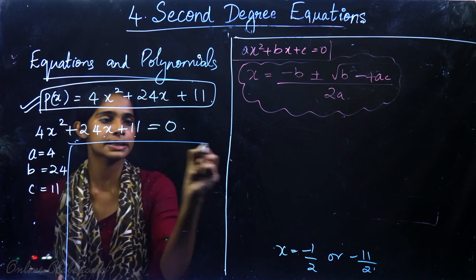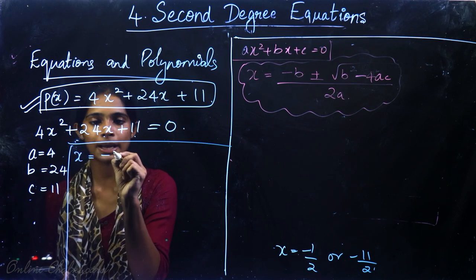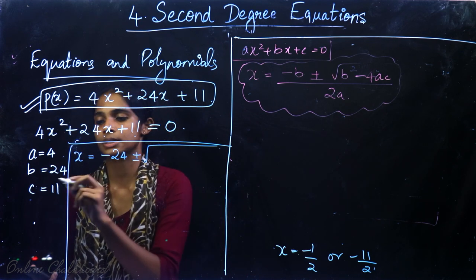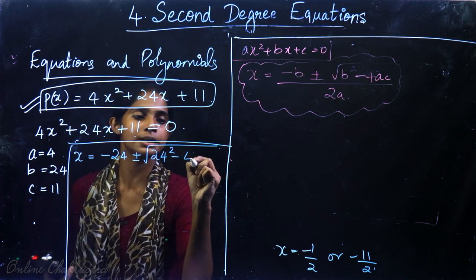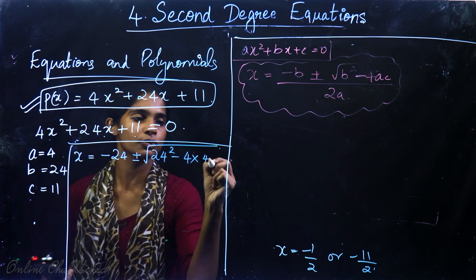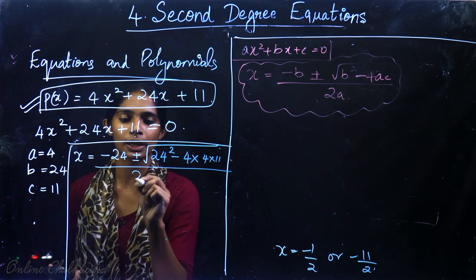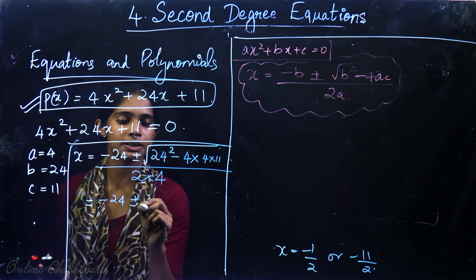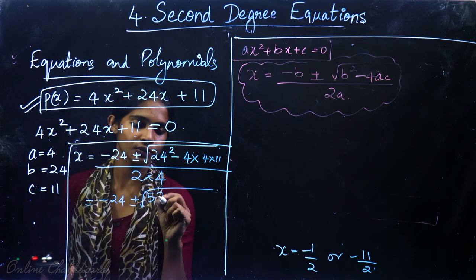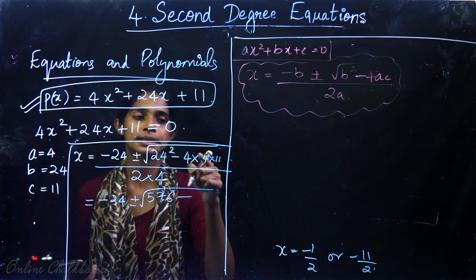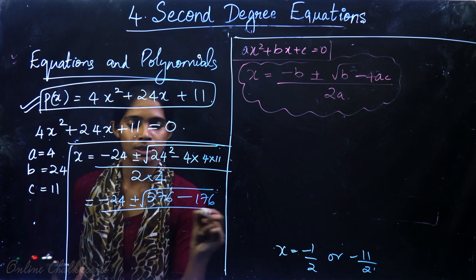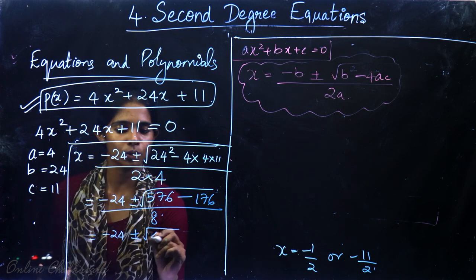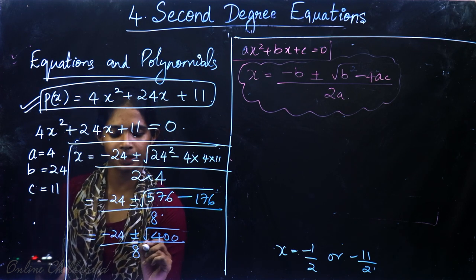So what will we get according to our formula? x is equal to minus b, so minus 24 plus or minus root of b square minus 4ac. So b square is 24 square minus 4 into a into c, so 4 into 4 into 11, divided by 2a. So 2 into a is 8. So this is equal to minus 24 plus or minus root of 24 square is 576 minus 4 fours are 16, 16 elevens are 176, divided by 2 fours are 8. This is equal to minus 24 plus or minus root of 400 divided by 8.